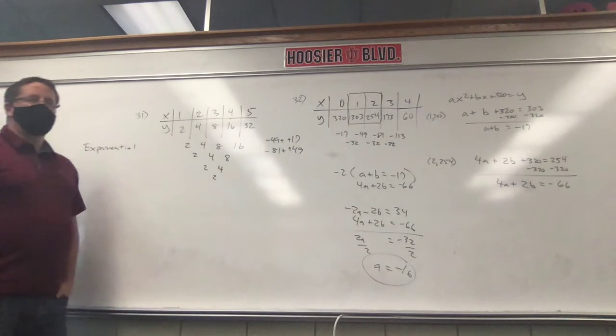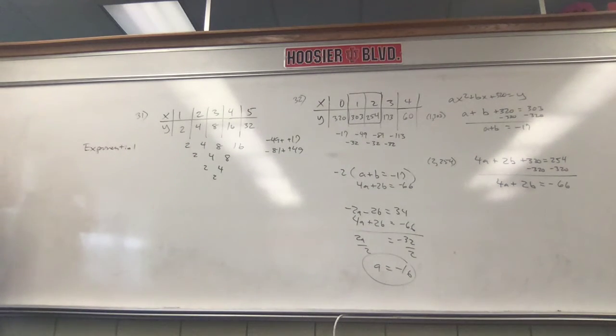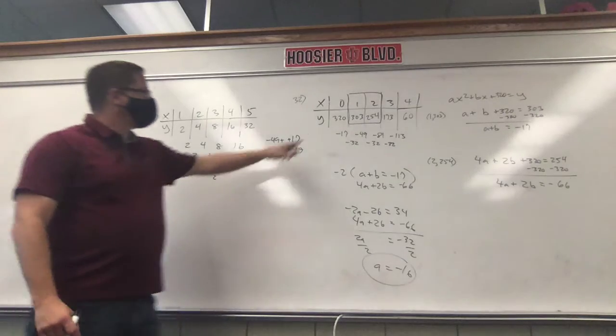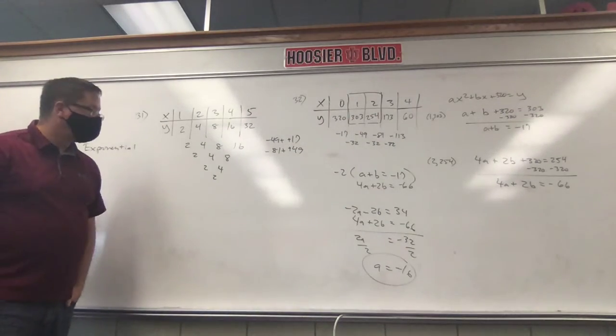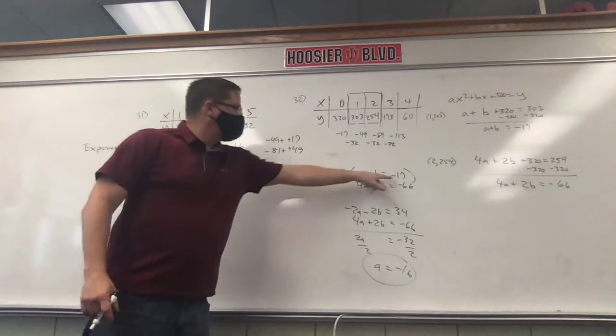We didn't say this, but Phoenix said this to a similar question about a half hour ago. Does it make sense that a is negative? Yeah, the data's doing what? It's going down. Where are we getting negative 2a and negative 2b? We multiplied by negative 2.